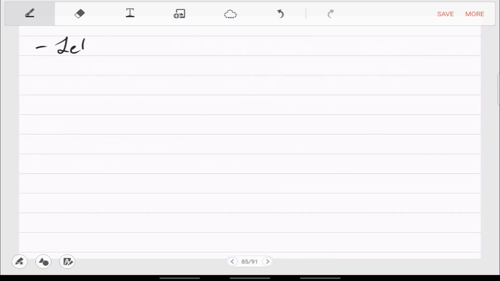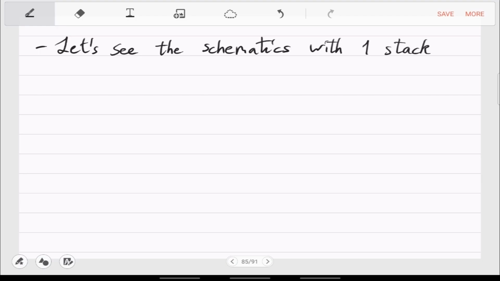So let's see. With just one stack. This will not be the final pseudocode. The final one you have to write at home. I'll just give you first the schematics with one stack and then tell you why you'll need two stacks, or why two stacks will be better. But let's first see with one stack how the stack model helps in this problem.